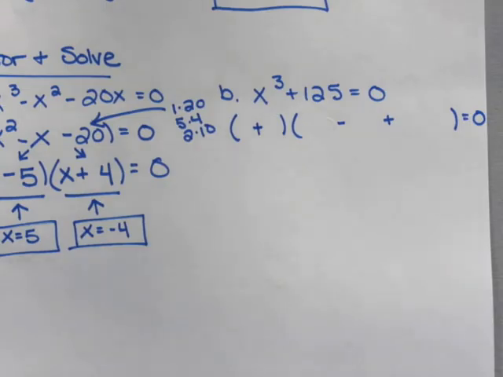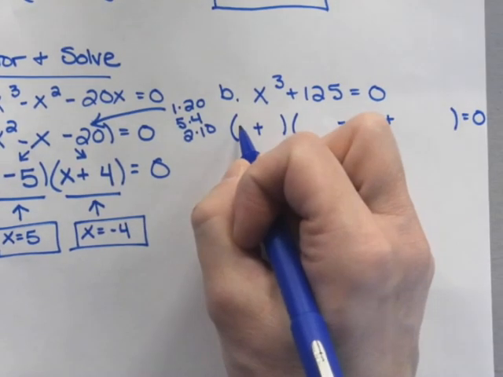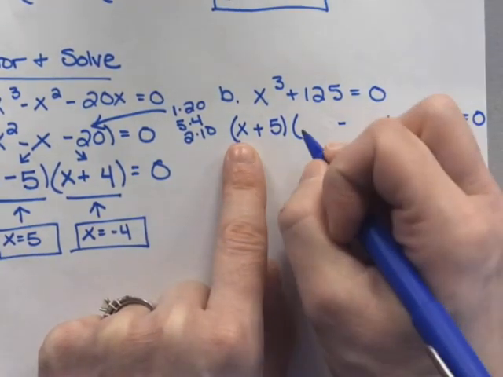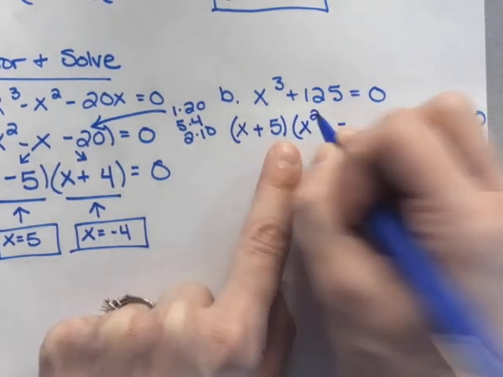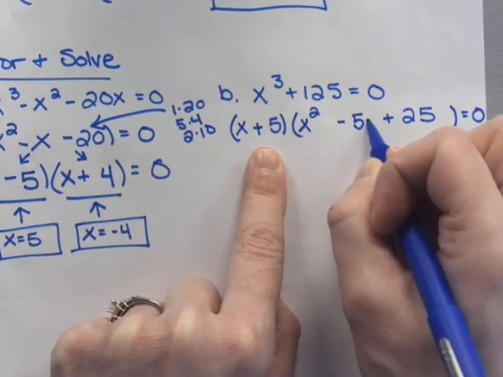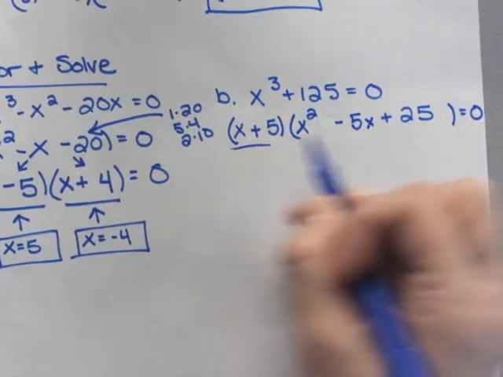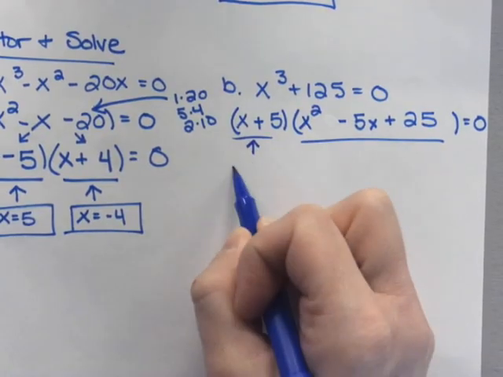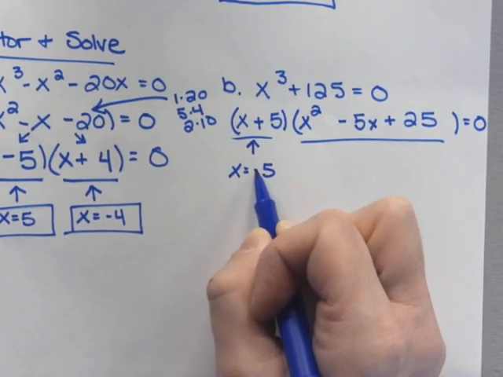Okay. If I cube root the x cubed, what do I get? x. If I cube root the 125, what do I get? 5. So I've got an x plus 5 in the first parenthesis when I cube root both the parts. I'm going to take this and square it. If I square x, I get x squared. If I square the 5, I get 25. If I multiply them together, 5x. Okay. I have two things being multiplied together that equal 0. What would make this thing 0 if x were... -5?